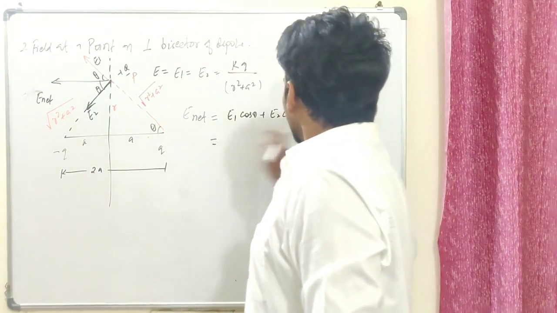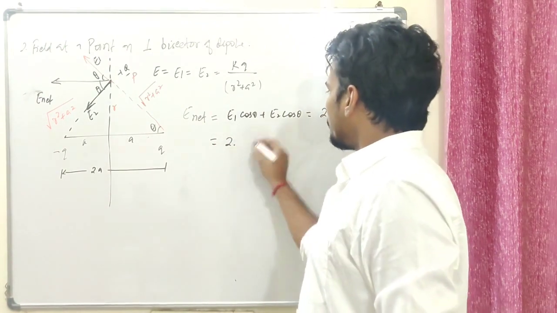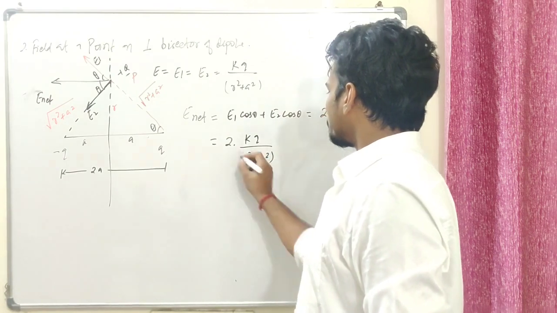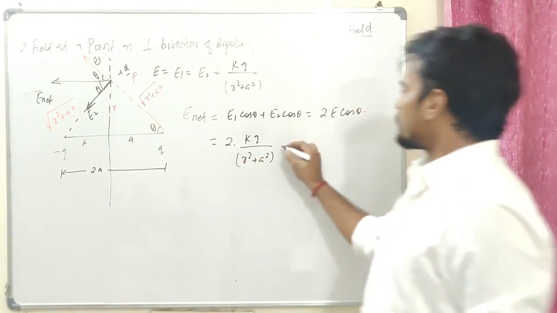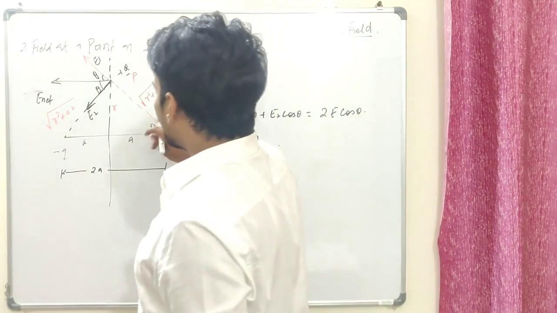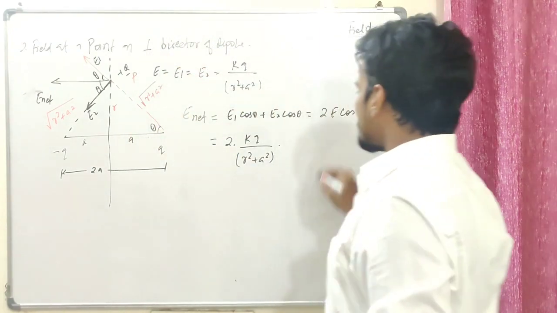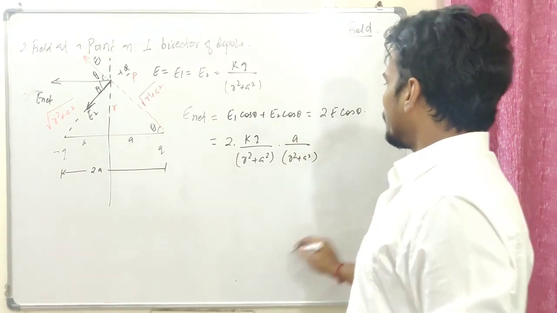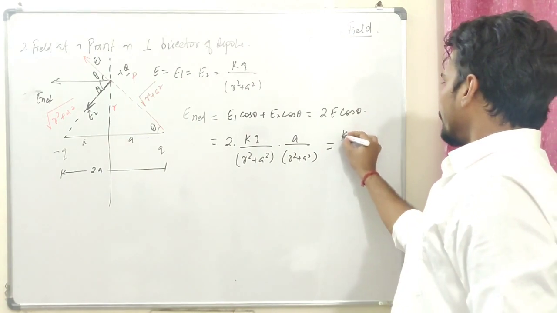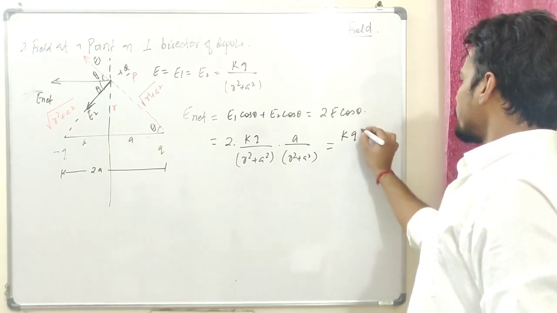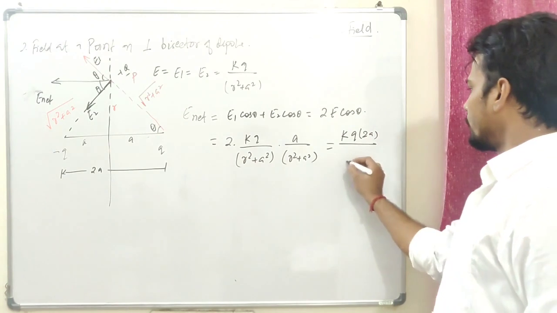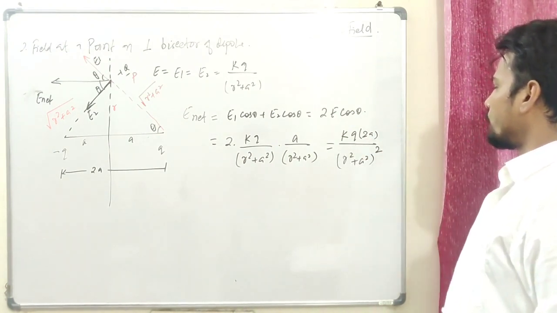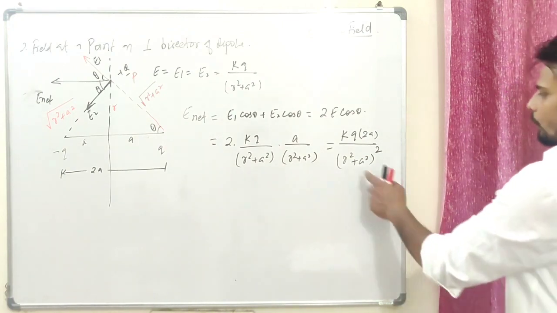Now, what is the value of E? E is how much? kQ by (r square plus a square). Cos theta, what is going to be the value of cos theta? Cos theta should be a over the square root of (r square plus a square). Okay, this turns out to be kQ times 2a. You know the purpose of writing it together, it is going to be (r square plus a square) to the power of 3 by 2.